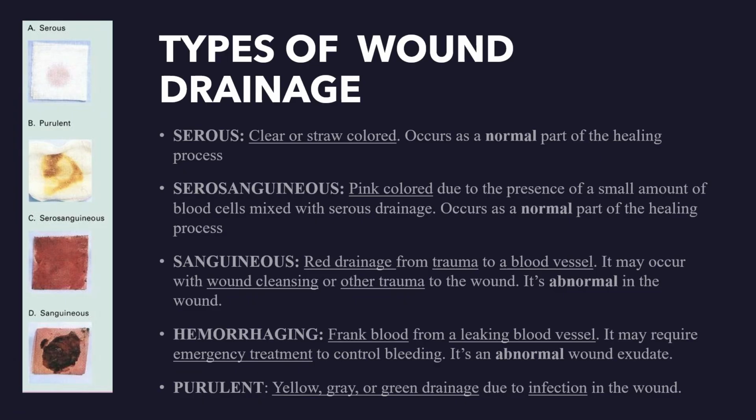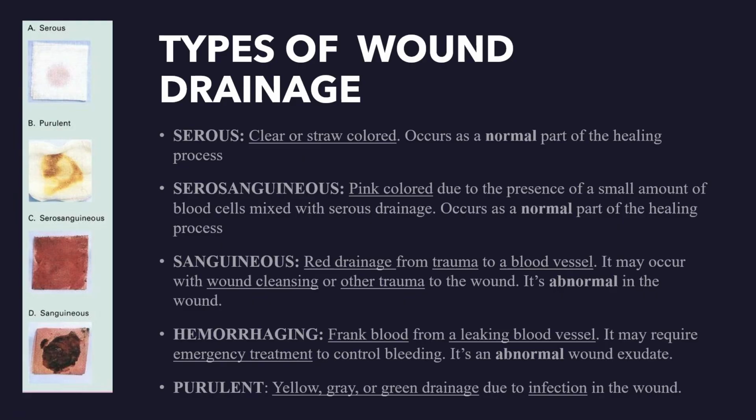The second type of drainage is the serosanguineous drainage. It's a pink colored drainage which occurs due to the presence of a small amount of blood cells mixed with the serous drainage. It also occurs as a normal part of the healing process. So it is also normal as the presence of some small amount of blood cells mixes with the serous drainage, that is a clear and straw color fluid produced from the injury, and both mix and form the serosanguineous drainage. It is also normal as a part of healing.